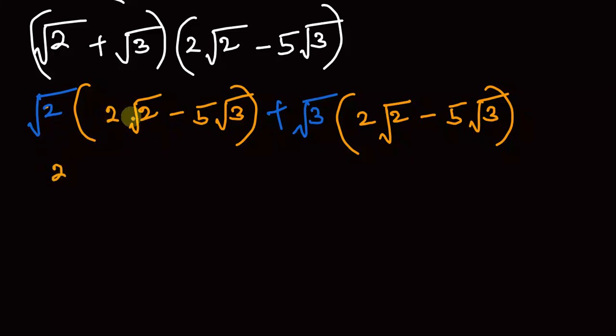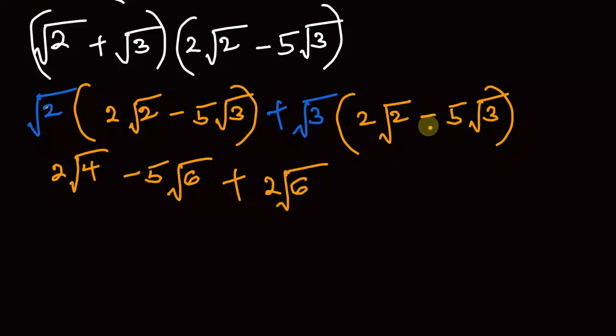So the value outside is 2, then root 4, which we are going to solve. Then minus the second part, it will just be 5. Then we multiply 3 times 2 inside the root, it will be 6. So 5 root 6. Then plus root 3. Here it will just be 2 outside, then 3 times 2 is 6. Root 6 that way. Then minus 5, 3 times 3, root 9. This is what we are going to have.